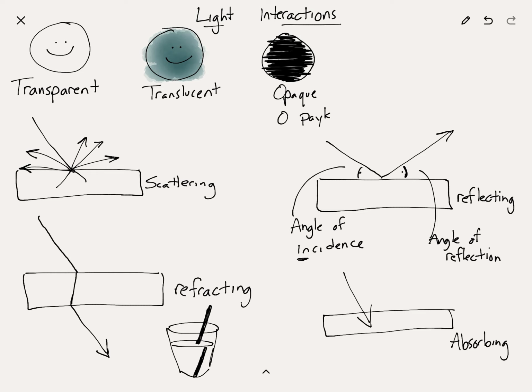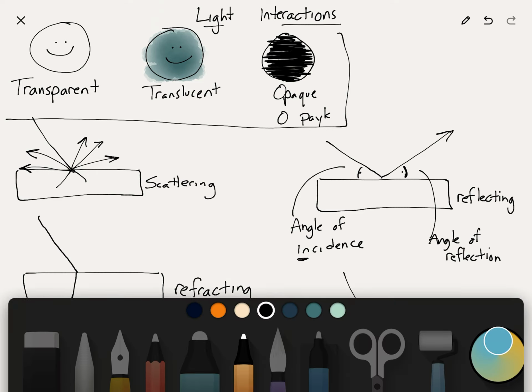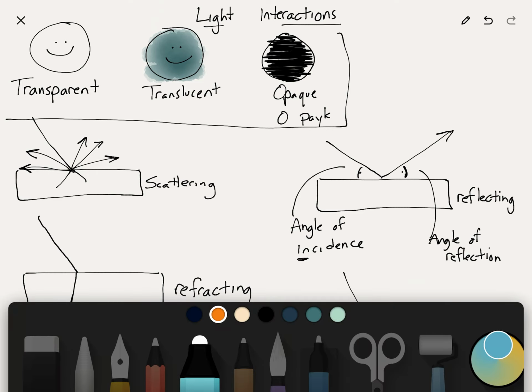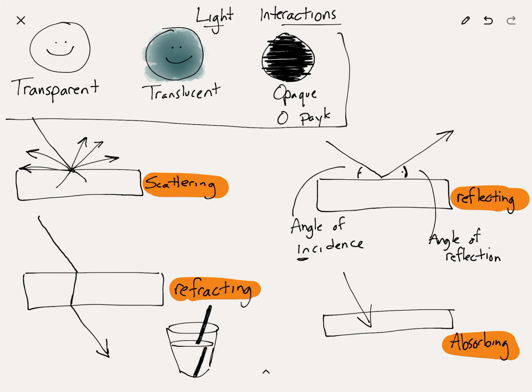Okay? So those are light interactions that we've been talking about. We got transparent, translucent, and opaque. Those are different types of materials. And the way light can interact with those materials are what we have here. We have scattering, refracting, reflecting, and absorbing. Okay? All right.